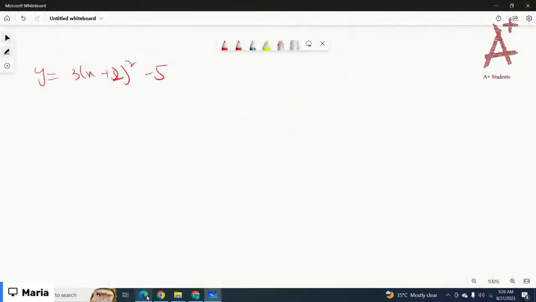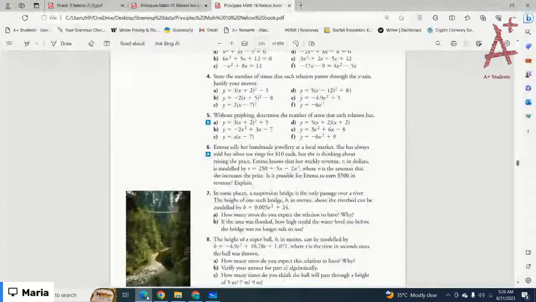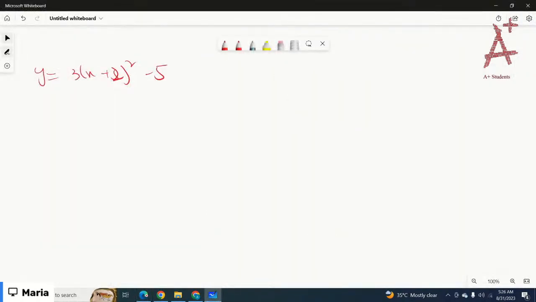x plus 2 square plus 5, it is, right? Okay, let's just look at the vertex. The vertex is negative 2 and negative 5, right? And a is greater than 0. That means the parabola opens upward.